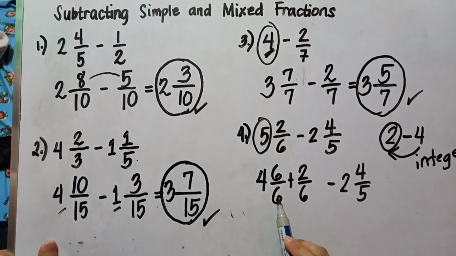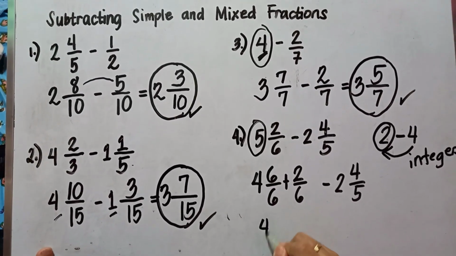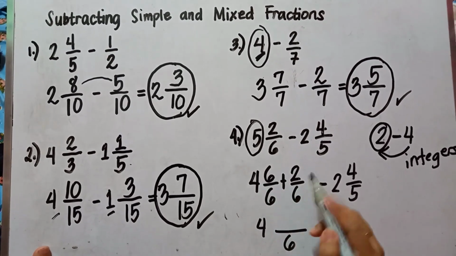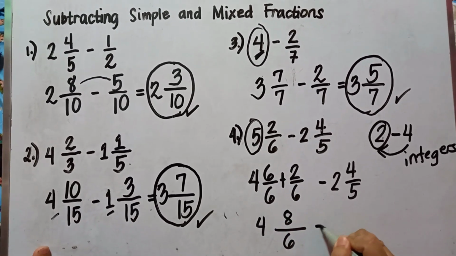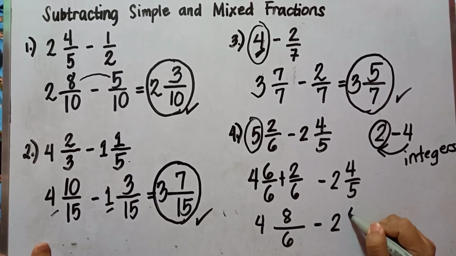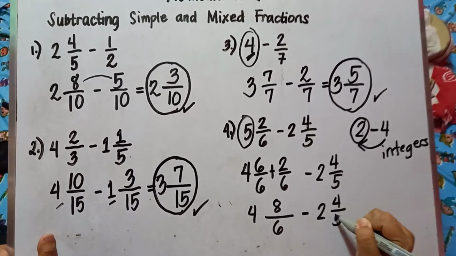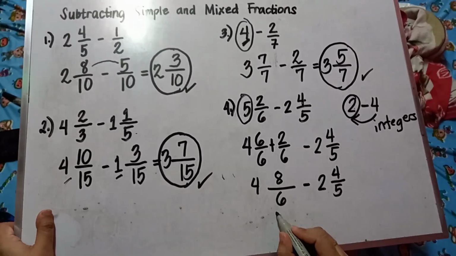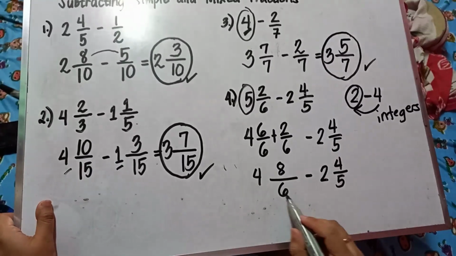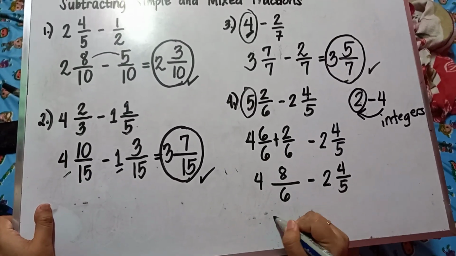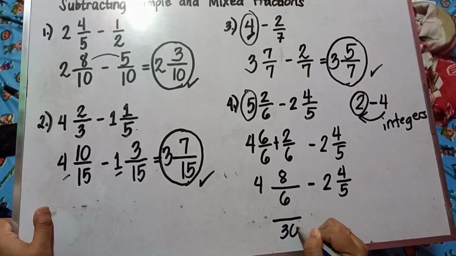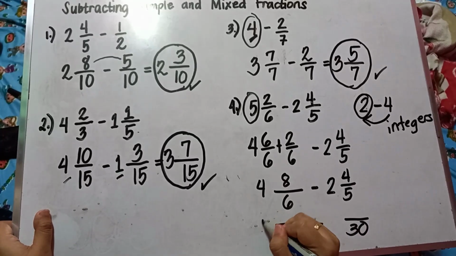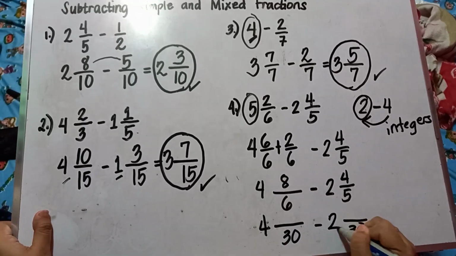Okay, so we're going to add this. We have here 4. Common denominator is 6. 6 plus 2 equals 8. Then, copy the second fraction, 2 and 4 over 5. Then, we're going to go back to the rule. So, we're going to get the LCD. 6 and 5, LCM is 30. Okay, 30. Copy the whole numbers, 4 and 2.